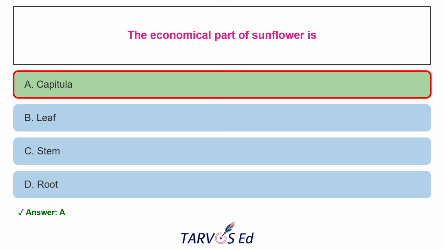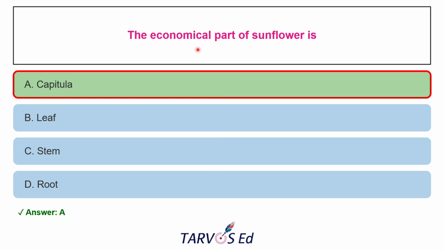And the question is, economic part of sunflower is. Options are capitula, leaf, stem, and root. So the correct answer is capitula. So this is the economical part, the part you can sell to make money.